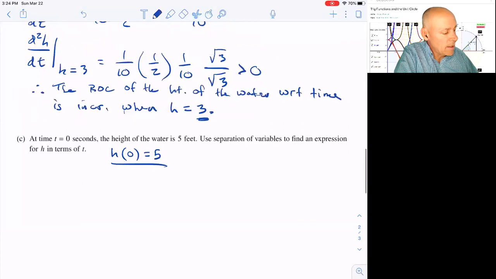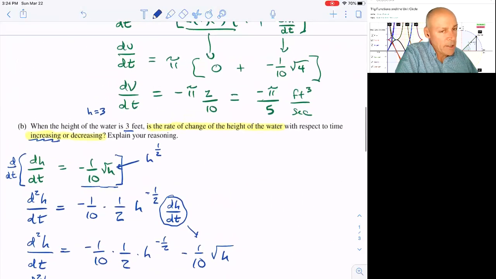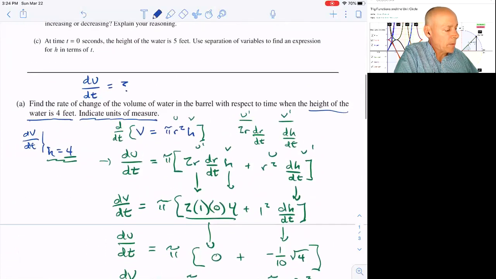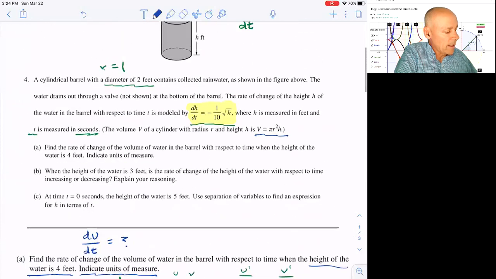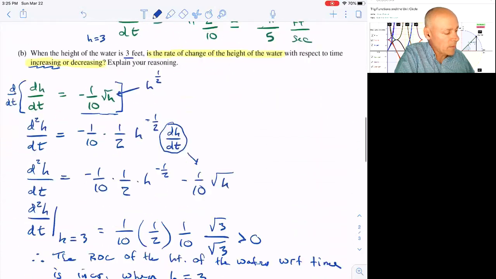So we're kind of changing gears, going from a related rates problem in part A and B to now a differential equation problem in part C. So I want to start with my differential equation: dh/dt equals negative 1/10 square root of h. That's going to be my starting point.